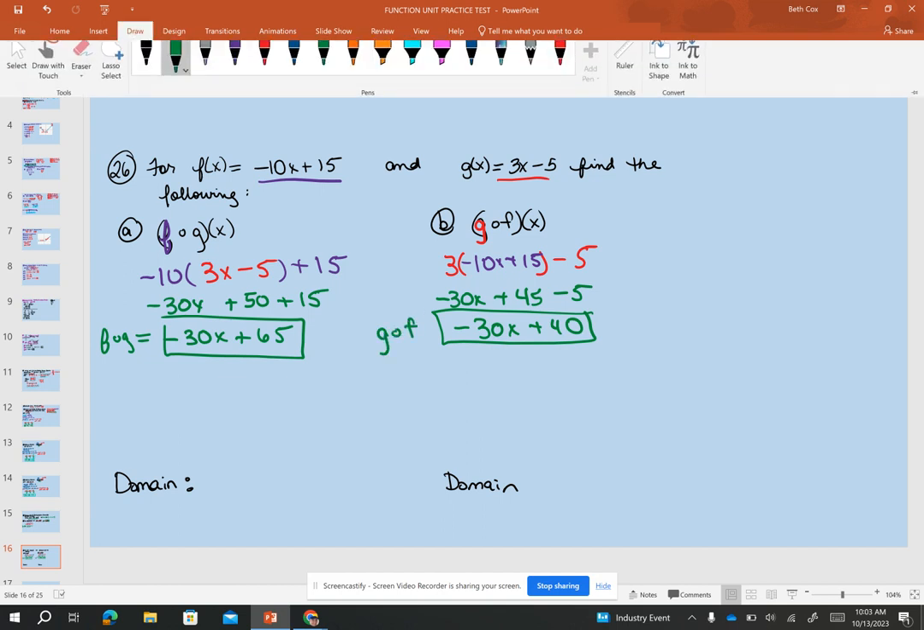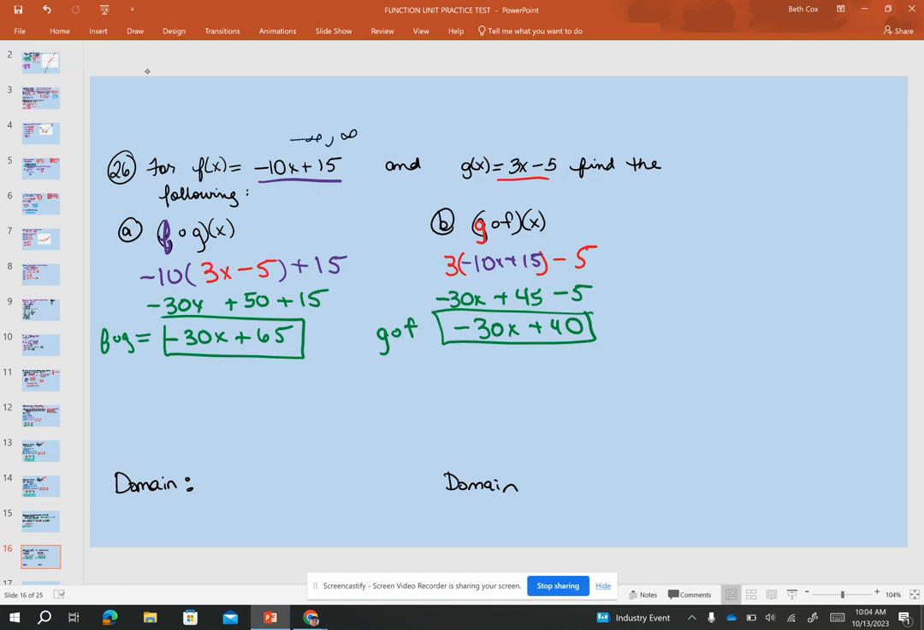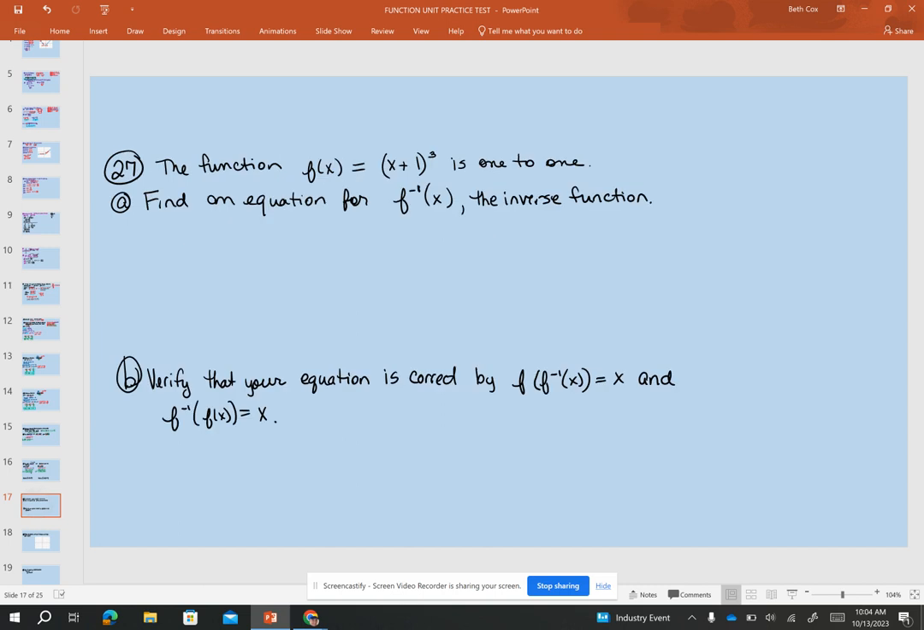Now, the domain on both of these is the standard domain. The domain of the original is the default -infinity to +infinity. And if you look at this one, it's also -infinity to +infinity. Same here, -infinity to +infinity. Domain is not an issue there. There's no fractions, there's no radicals.